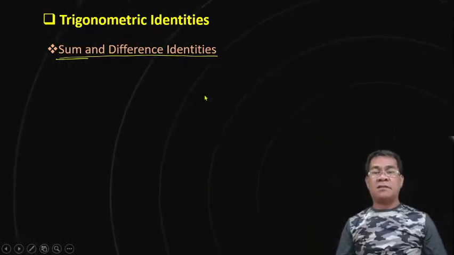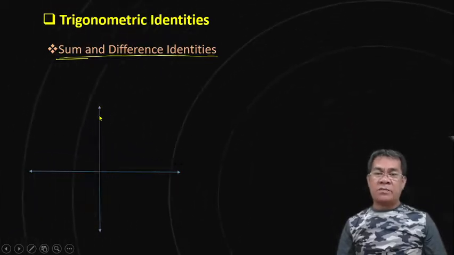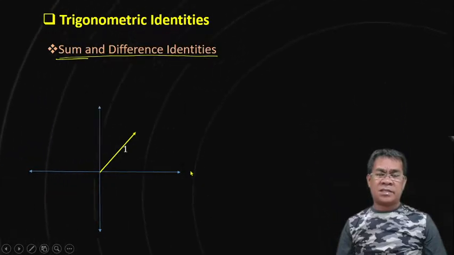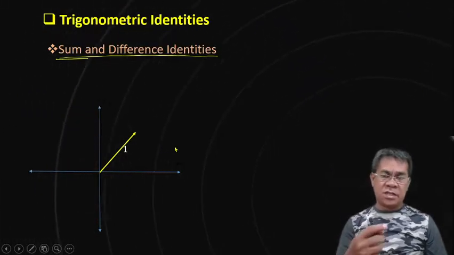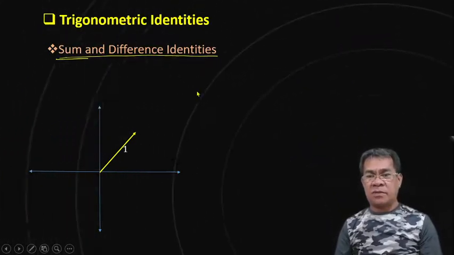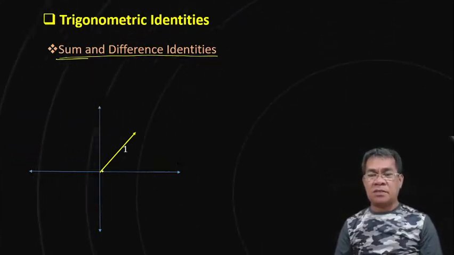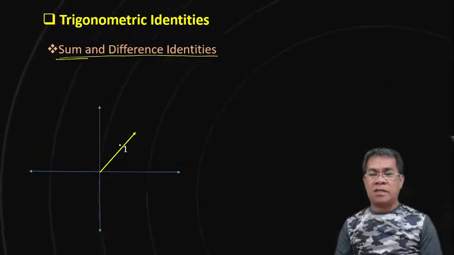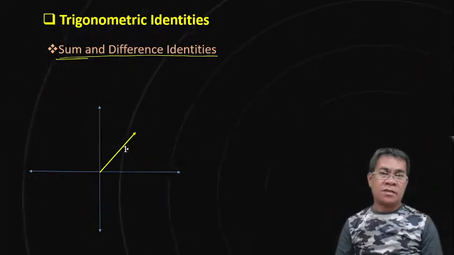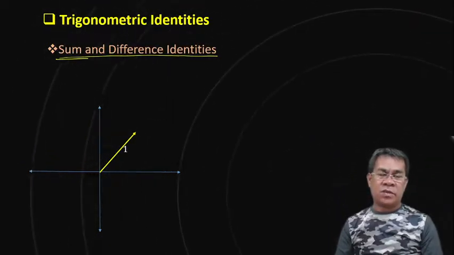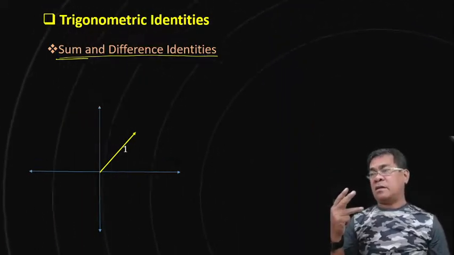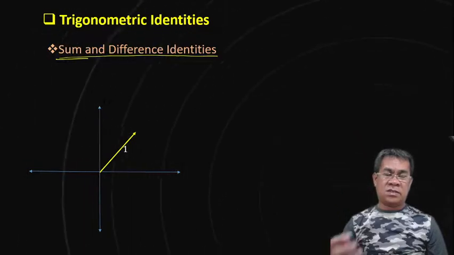So let's start. First we have to consider the Cartesian plane. We have the x-axis and the y-axis. The horizontal is x, and the vertical is the y-axis. So therefore we have this origin. Now suppose we have a line whose radius is equal to 1. Take note, this is 1. If you revolve this, it will generate a unit circle because the radius is 1. A unit circle always has a radius of 1.